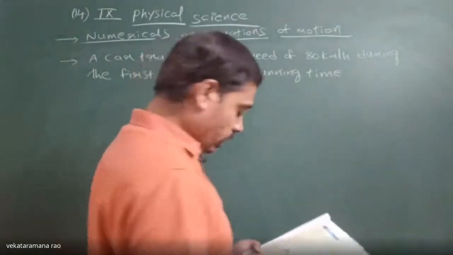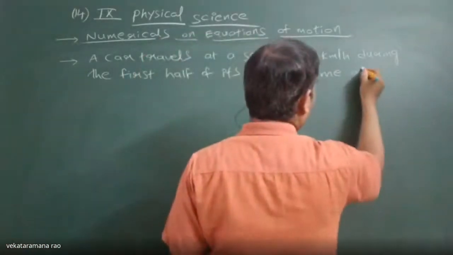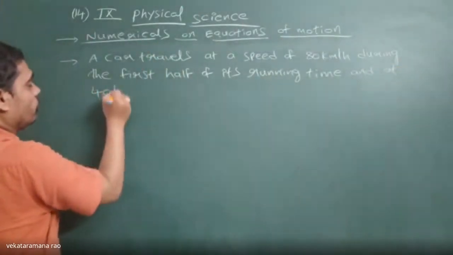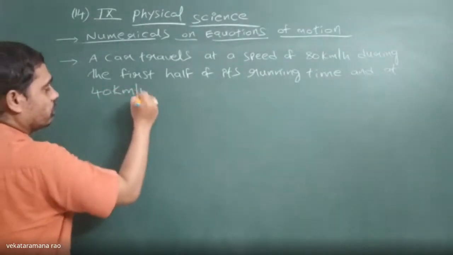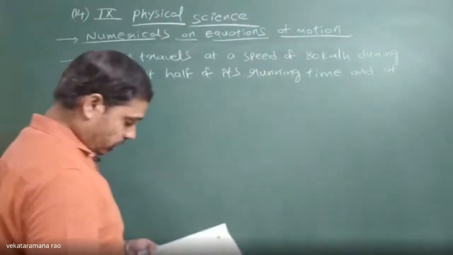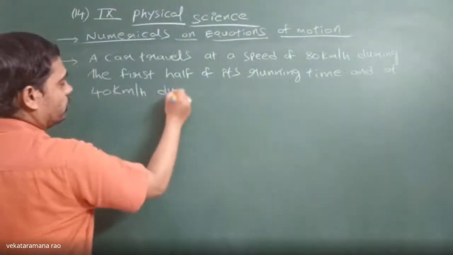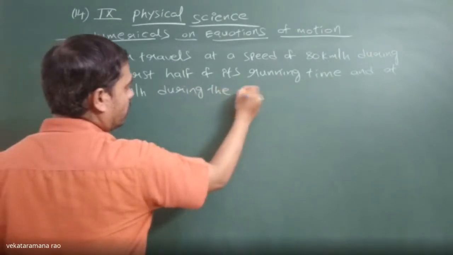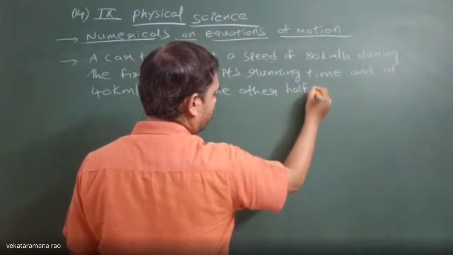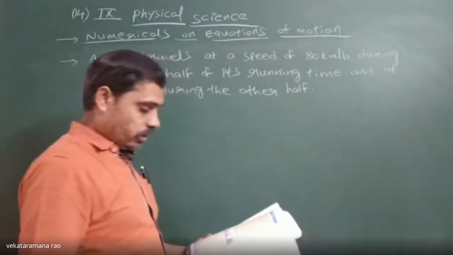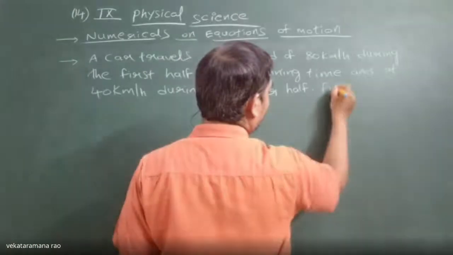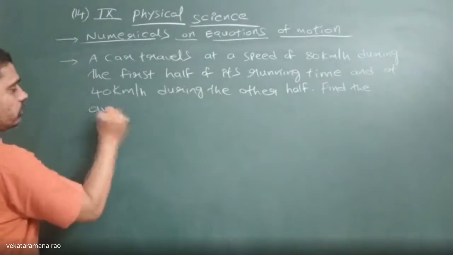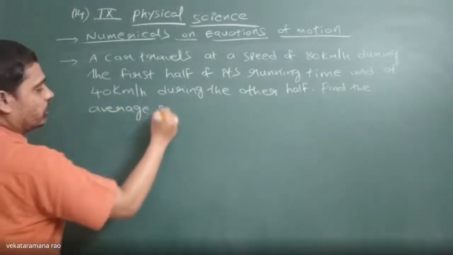And at 40 kilometers per hour during the second half, during the other half. Now what you have to find here? Find the average speed of the car.